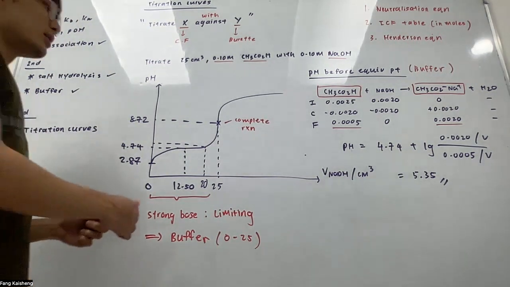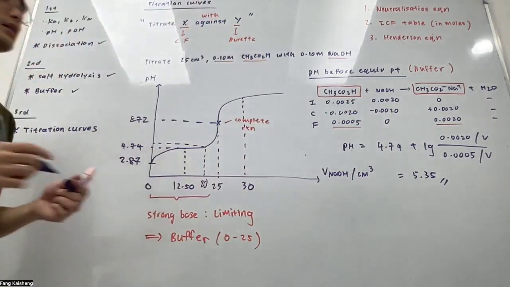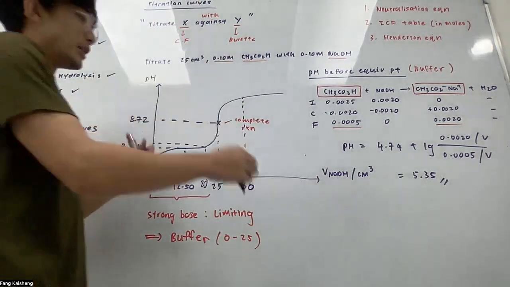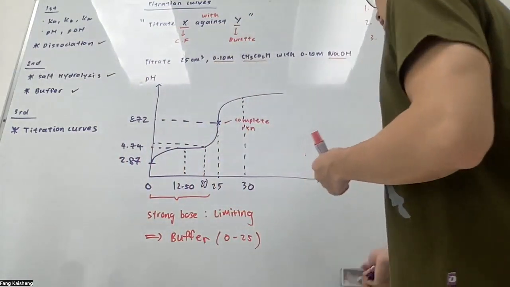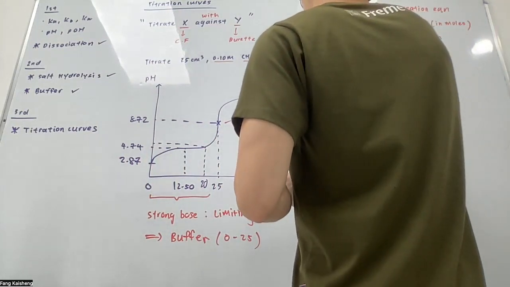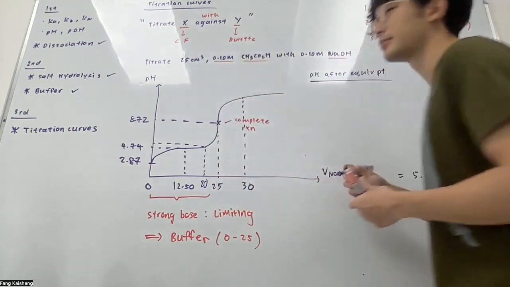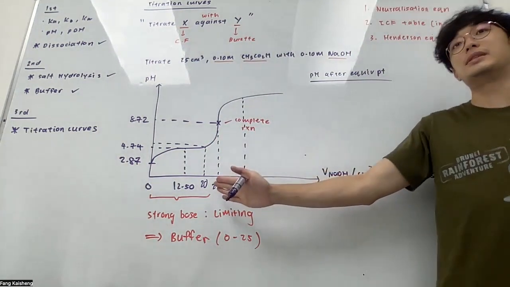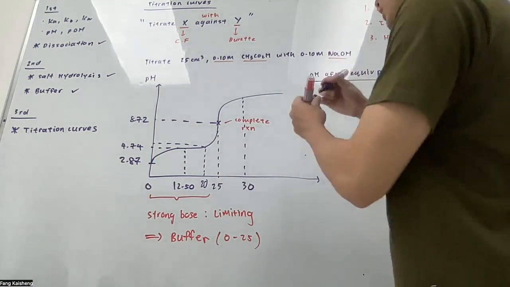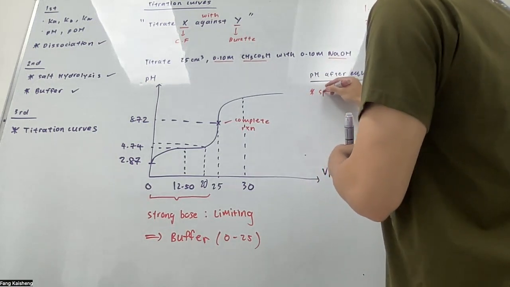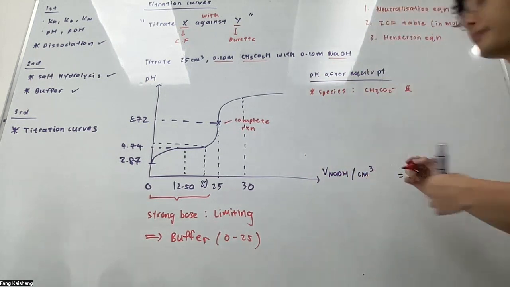Okay, part E is asking for a 30 cm cube, which is beyond 25. That is the final point of interest over here. We want the pH after the equivalence point. We have to identify first what is the species present at this point. That's the base. Okay, beyond 25 cm cube, is there any further reaction? No. So you only have the salt, CH3CO2 minus, and what else?